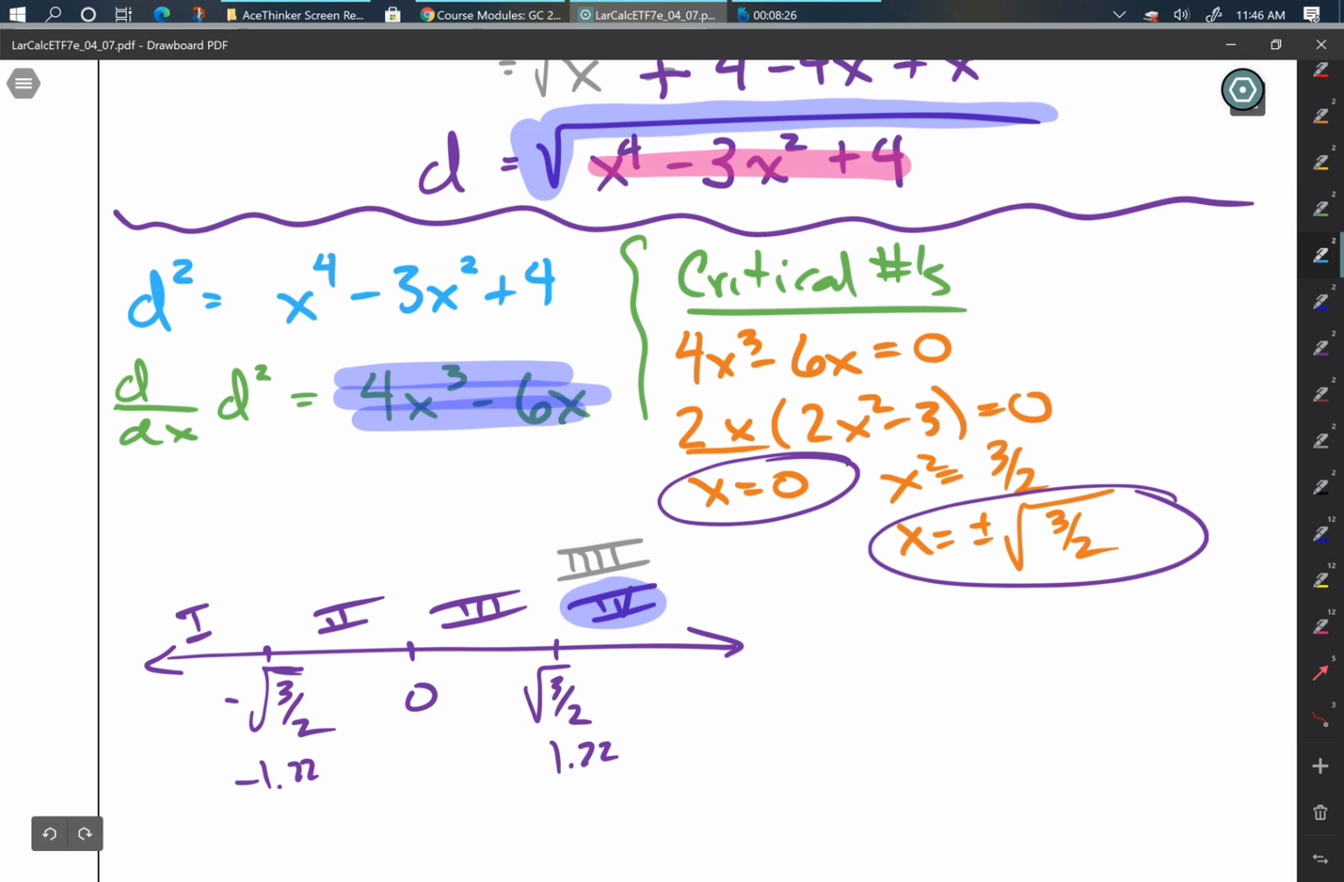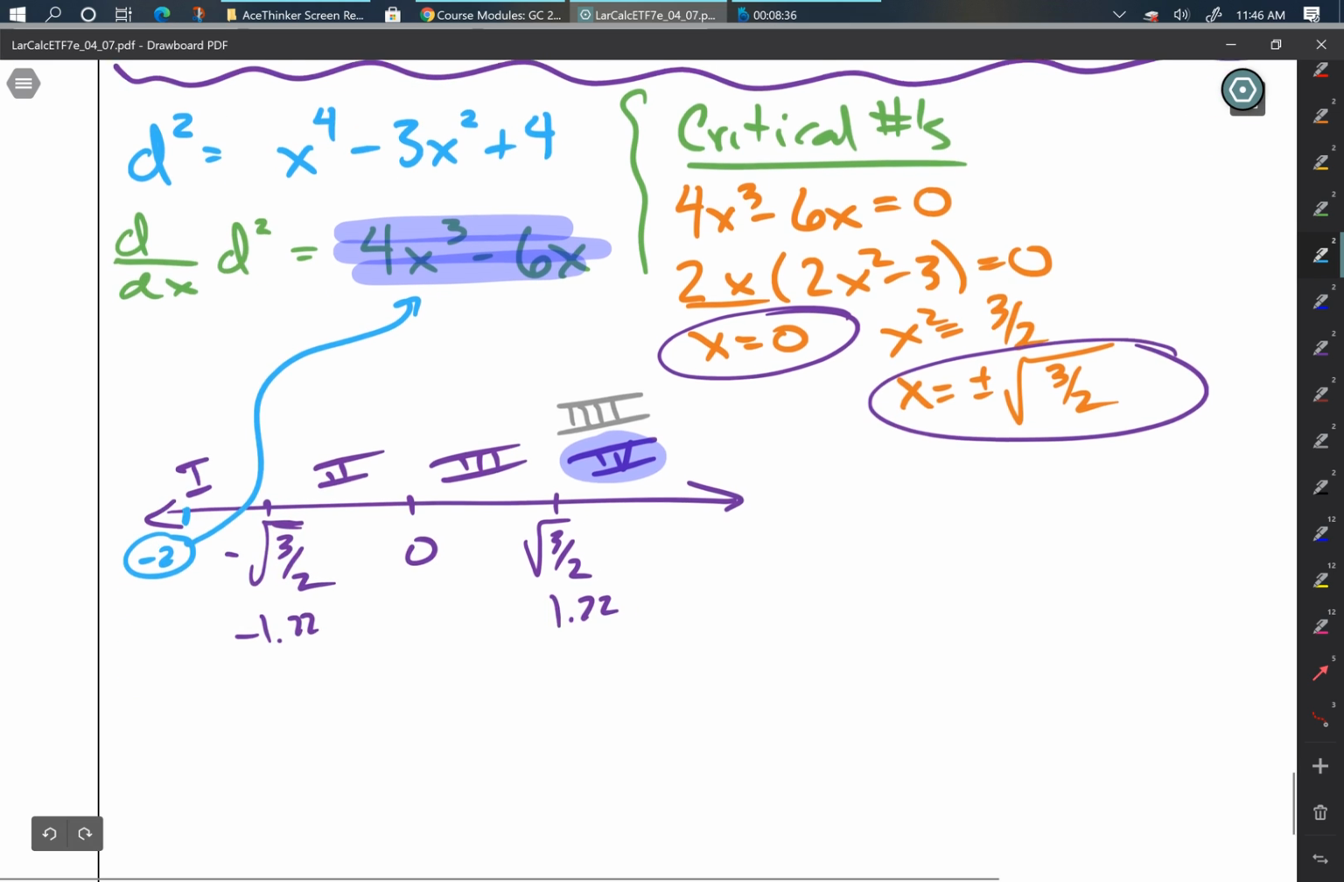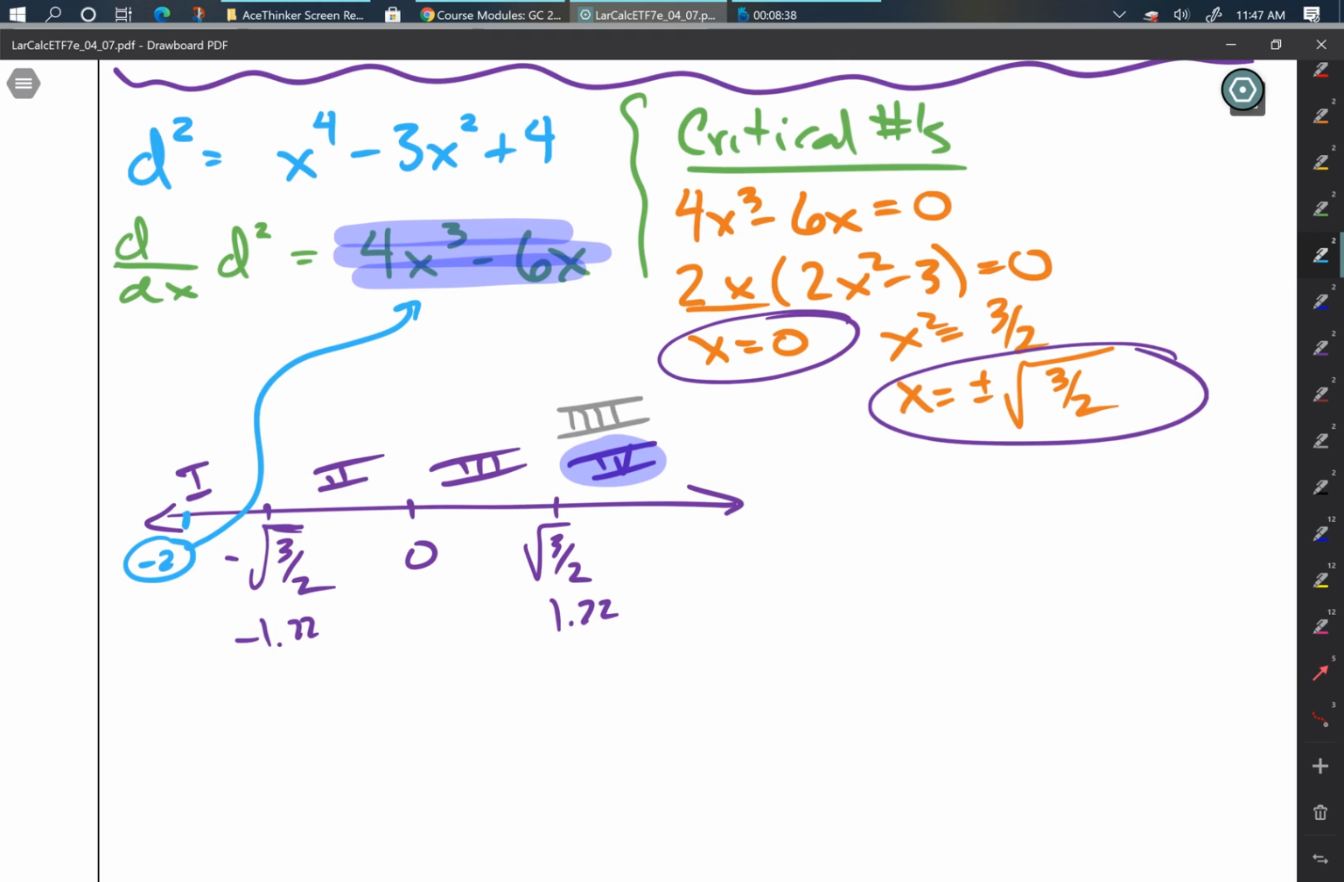Let's test. All right, so for interval number 1, I'm going to use negative 2. Negative 2 cubed. Oh man, I've got to do some math here, don't I? That's going to be 4 times negative 8 minus 6 times negative 2. 4 times negative 8 is negative 32, plus 12. That's negative. Now I'll check interval number 2.